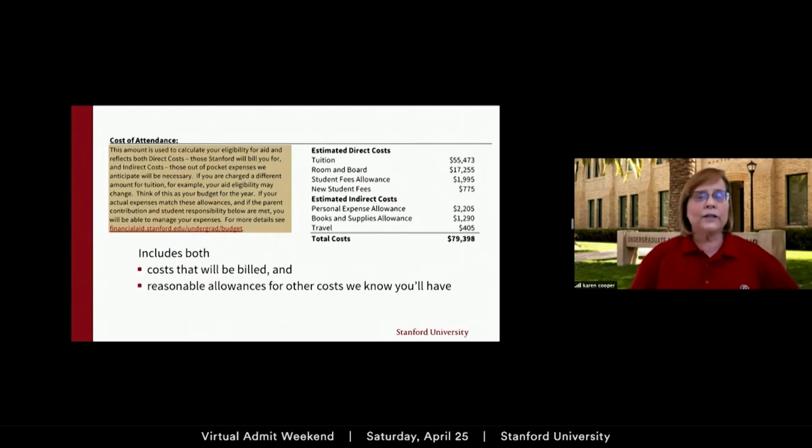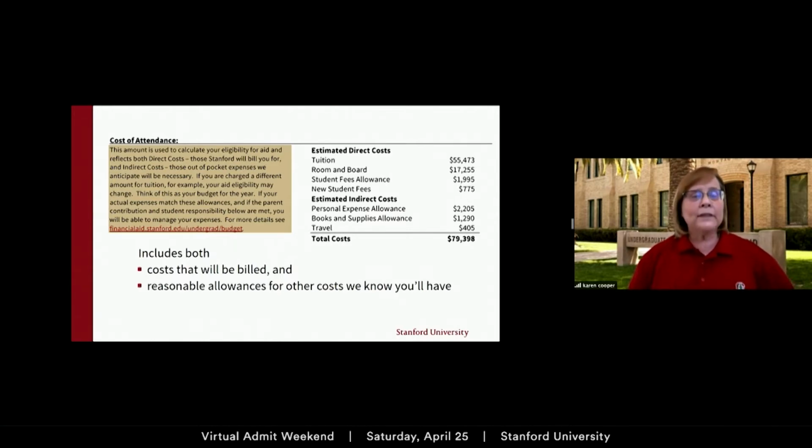This cost of attendance serves to define the maximum amount of aid that can be offered. You'll never see a bill for this amount because it includes both direct costs, those that the university will bill you for, and those that we recognize you will need to have in order to be a fully participating member of the Stanford community. Financial aid considers both kinds of expenses, both those direct and indirect costs.